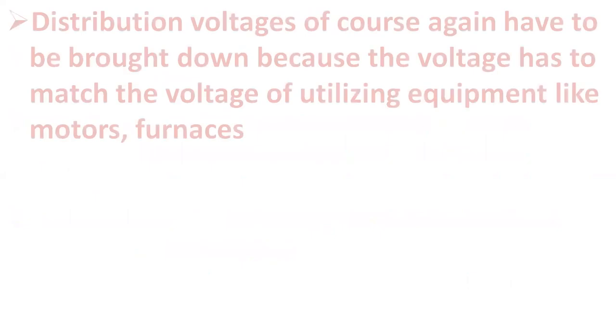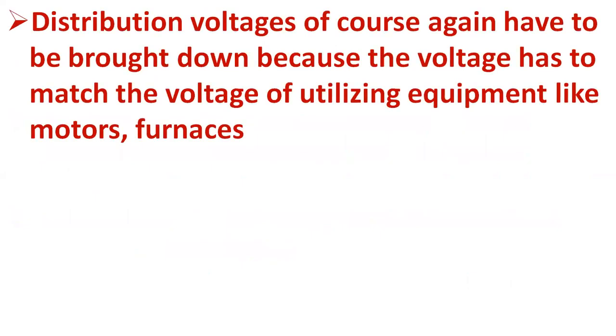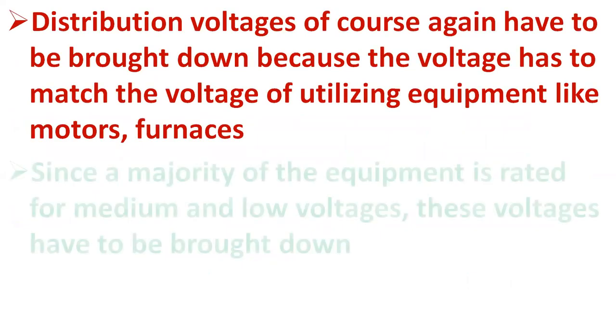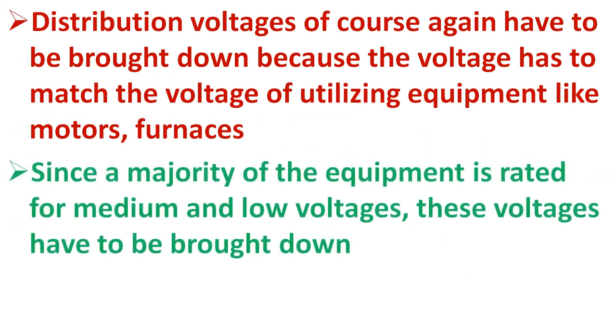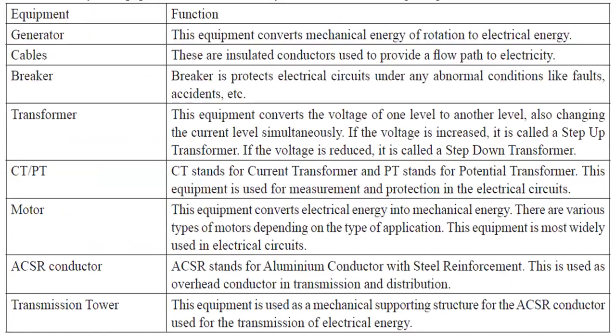Distribution voltages, of course, have to be brought down because the voltage has to match the voltage of utilizing equipment like motors and furnaces, etc. Since a majority of the equipment is rated for medium and low voltage, these voltages have to be brought down at the distribution level. So then, let's see the different equipment that are used in the electrical power system.